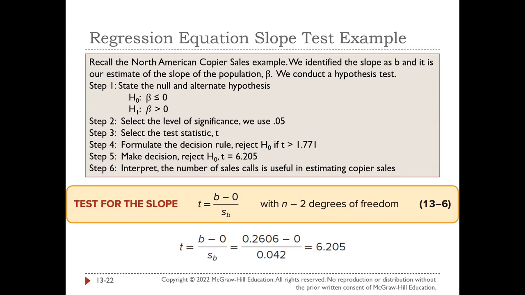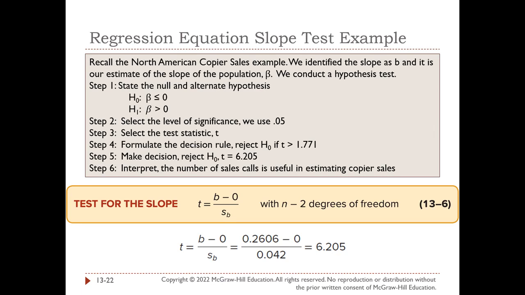We're again going to recall the copier sales and identify slope as b, and it's our estimate of the slope of the population beta. We conducted a hypothesis test. State the null and alternative hypothesis. Well, we want beta to be greater than 0. So, our alternative is beta is greater than 0, while the null is beta is less than or equal to 0.